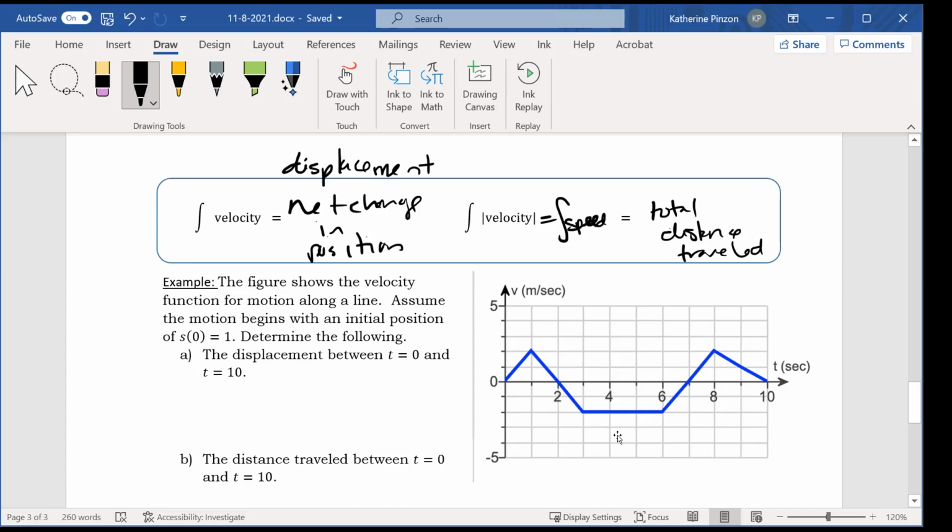What's happening from 3 to 6? It is constant. It is a constant velocity. Is it a zero velocity? No, it's a constant velocity in the negative direction, right? So be careful because oftentimes when you look at this graph and you see this, you say, oh, the particle wasn't moving. That's not true, right?